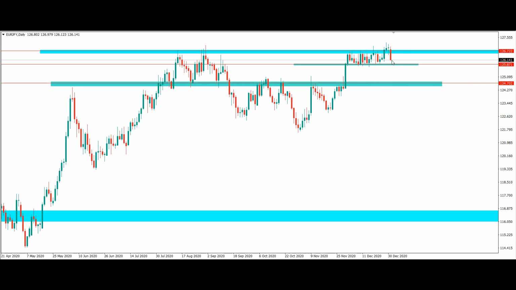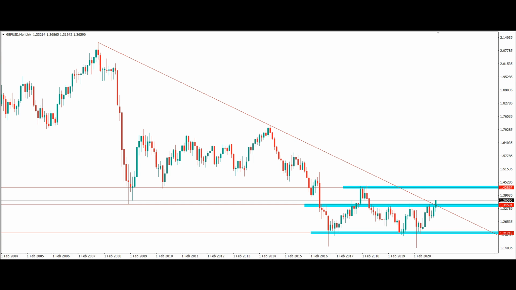But if the price will just fail to respect this area as resistance and just give us a close above, then obviously we won't be able to take this trade because we won't have the confirmations we need to take this trade. The next pair on our list is pound USD.